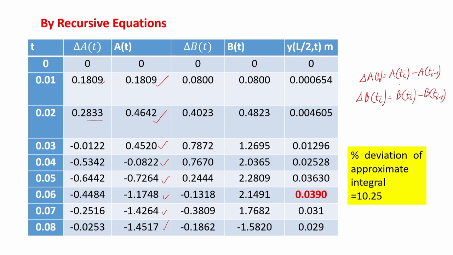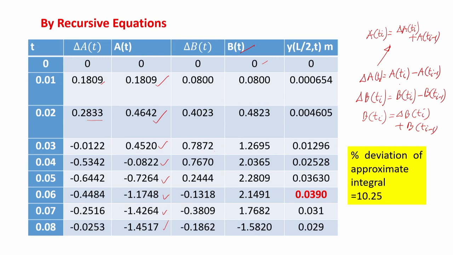So now we can find B_i at each time step. B at the instant t equal to 0 is 0. So delta B is equal to 0.08 at t equal to 0.01. So B_i can now be found out, as you can see here, B_i is nothing but delta B_i plus B_(i-1). Similarly, we can write A_i is equal to delta A_i plus A_(i-1). So the columns of this table, that is B, is completed now. So B is found out.